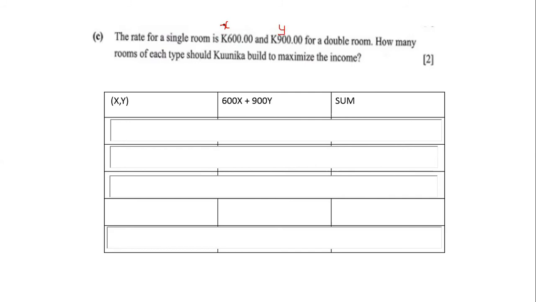So to find how much will give us profit, we have to multiply the number of chairs by the amount each chair is being sold. So here it will just be x multiplied by 600, which will give us 600x. Then y plus 900, which will give us 900y.